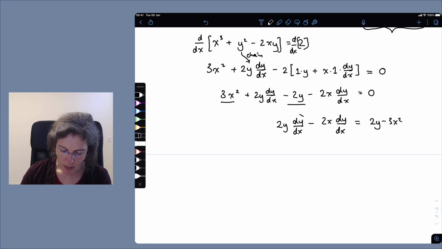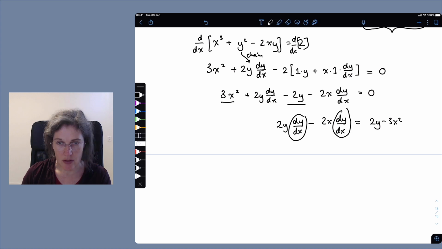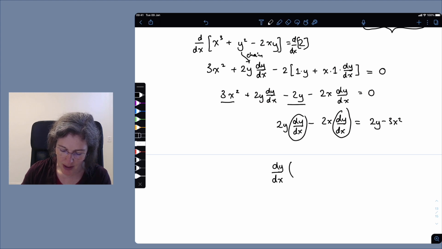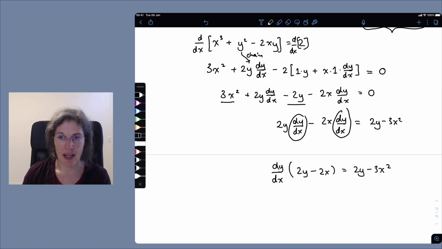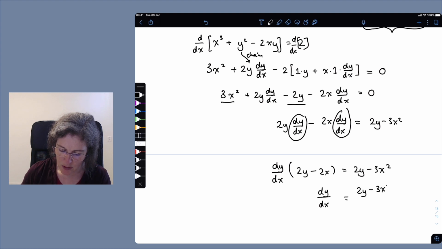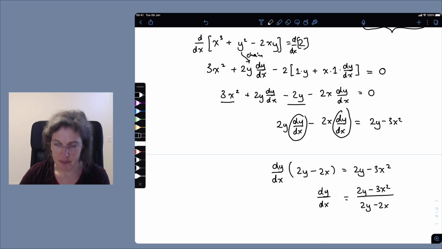Now remember that our dy by dx, this is really just a function, so I can take this out. I can factorize. So I've got dy by dx times 2y minus 2x is 2y minus 3x squared. And now I'm just going to divide through by 2y minus 2x. So I've got dy by dx is equal to 2y minus 3x squared all over 2y minus 2x. Okay.